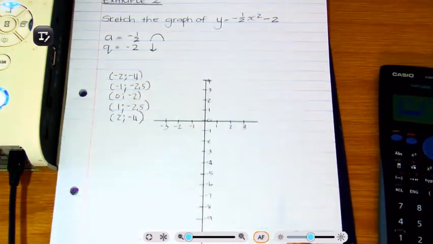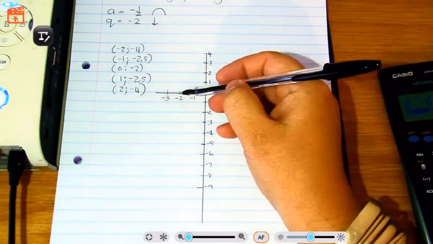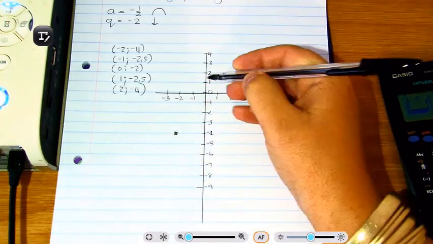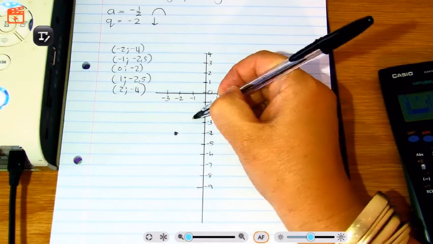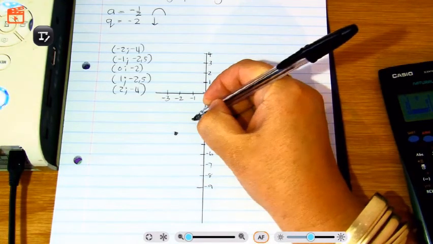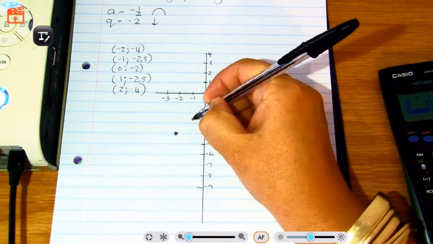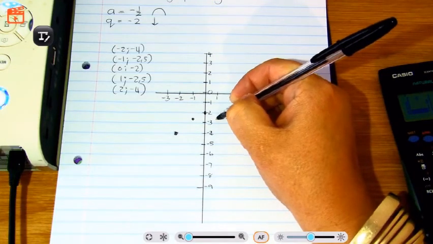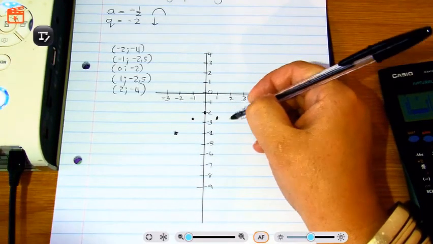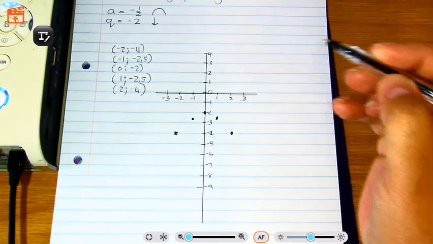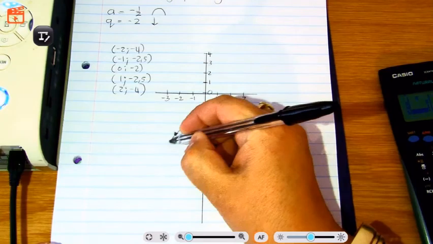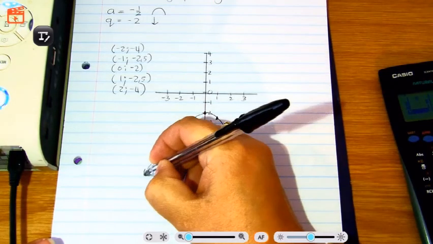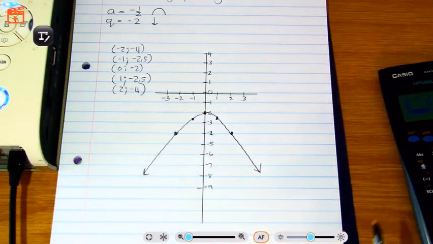And once again, I'm just going to now plot my points. So I've got -2 and -4, which is there. I've got -1 and -2.5, which is there. I've got 0 and -2, which is there. I've got 1 and -2.5, which is there. And I've got 2 and -4, which is there. Once I've plotted my points, I'm now going to join them to form my parabola. Remember, smooth lines, and you can see that is a lot flatter compared to the previous one.